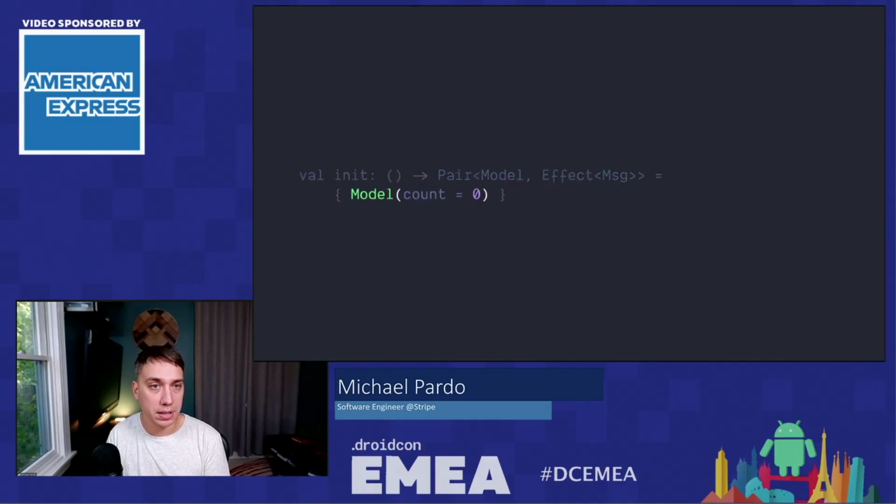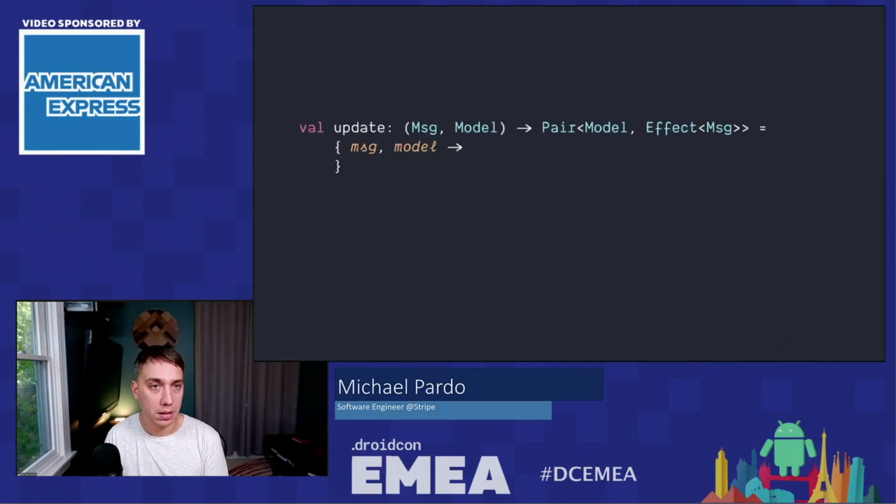Our initial state for this counter is a model with a count of 0. And we don't want to run any side effects yet. So we return an empty effect by calling this none function, which is included with Oolong. The update function takes 2 arguments, which are the message that was dispatched and the current model. Once again, we return the next model and any side effects that we want to be run.